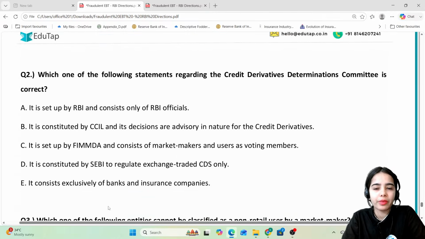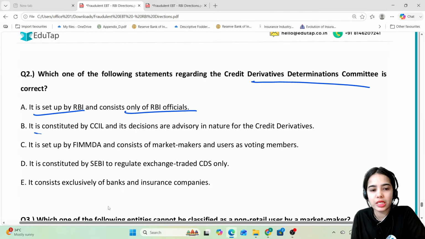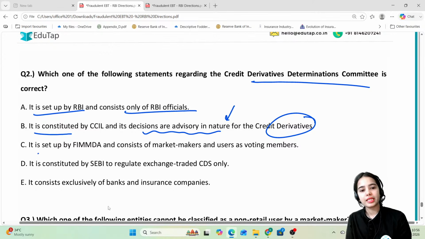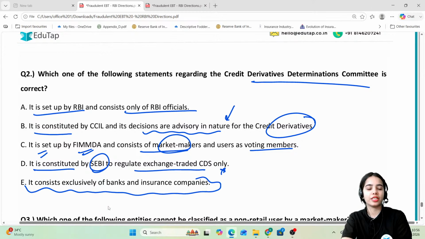Which one of the following statements regarding the credit derivatives determination committee is correct? It is set up by RBI and consists of RBI officials. It is constituted by CCIL and its decisions are advisory in nature for the credit derivatives. It is set up by FIMDA and consists of market makers and users as voting members. It is constituted by SEBI to regulate exchange traded CDS only. It consists exclusively of banks and insurance companies.